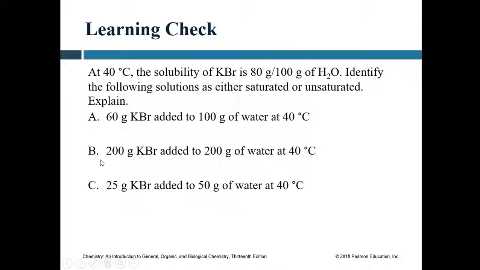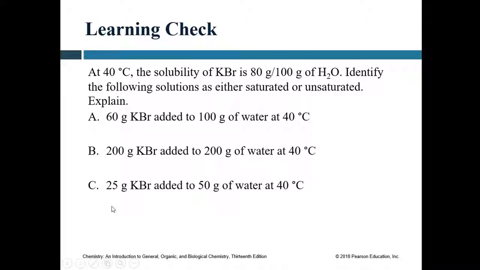Okay, B. 200 grams of KBr to 200 grams of water. Well, let's see here. If we had 100 grams of water, it could hold 80 grams. So if we doubled the amount of water to 200 grams of water, that would mean we could double the amount of KBr to 160. But notice they said 200. So that means that is 40 grams more than it can hold. So that is a saturated solution because it's got more of the solute than what it can hold.